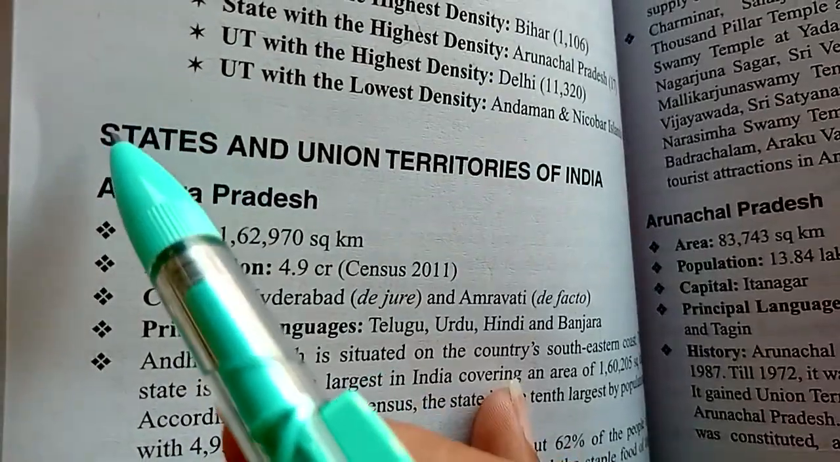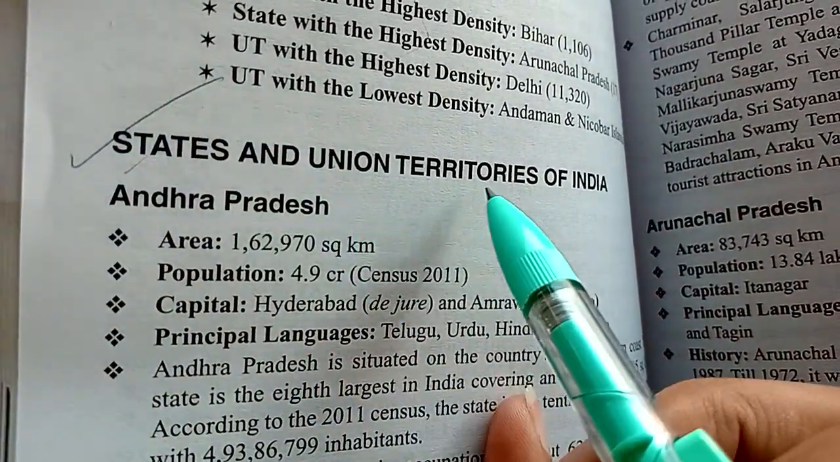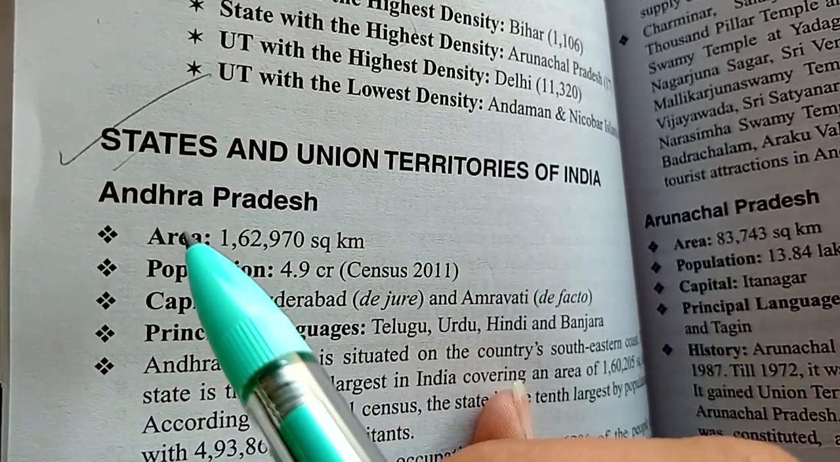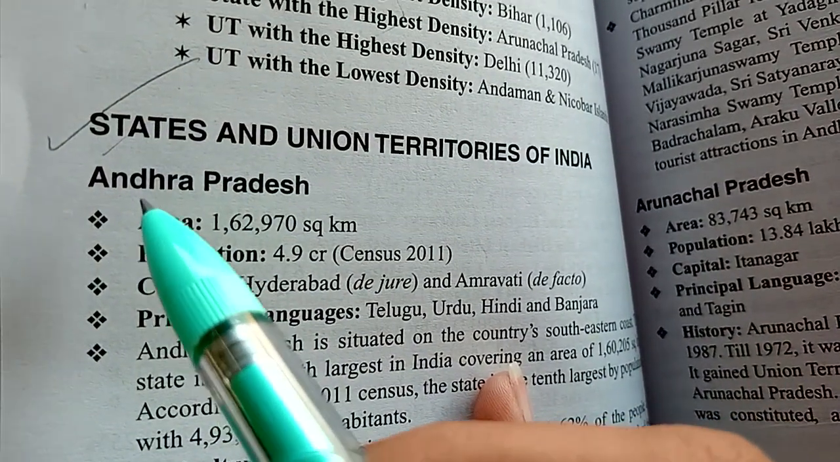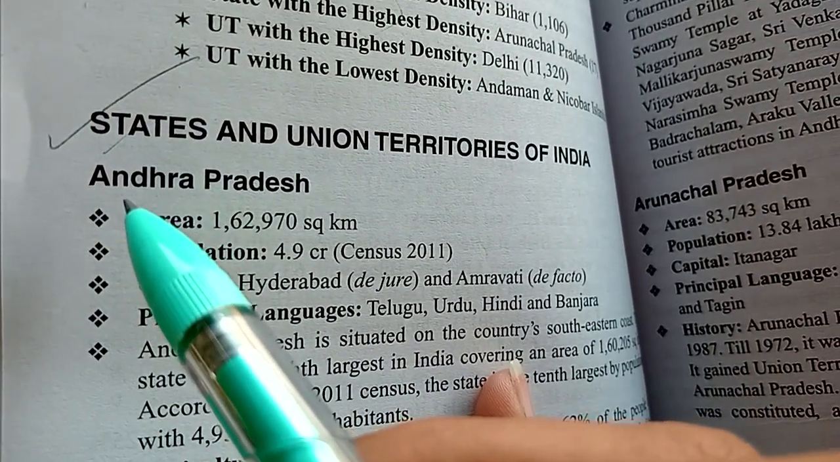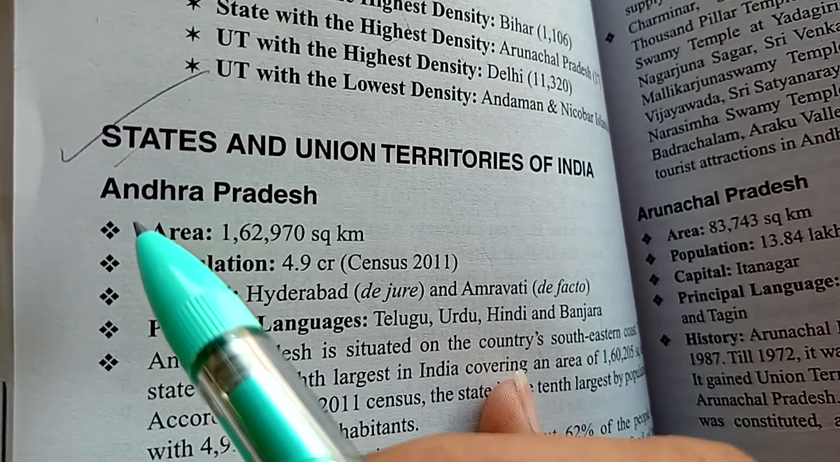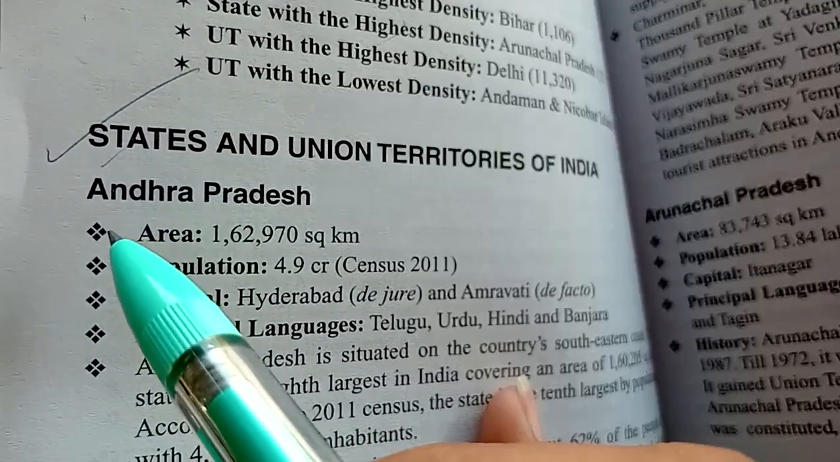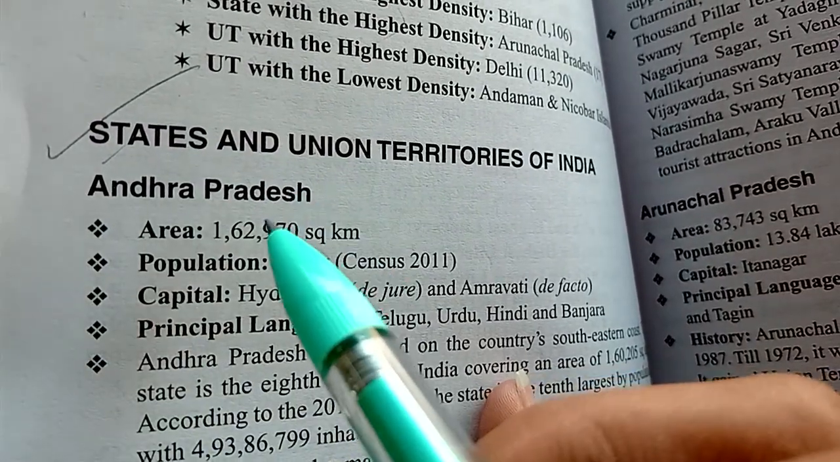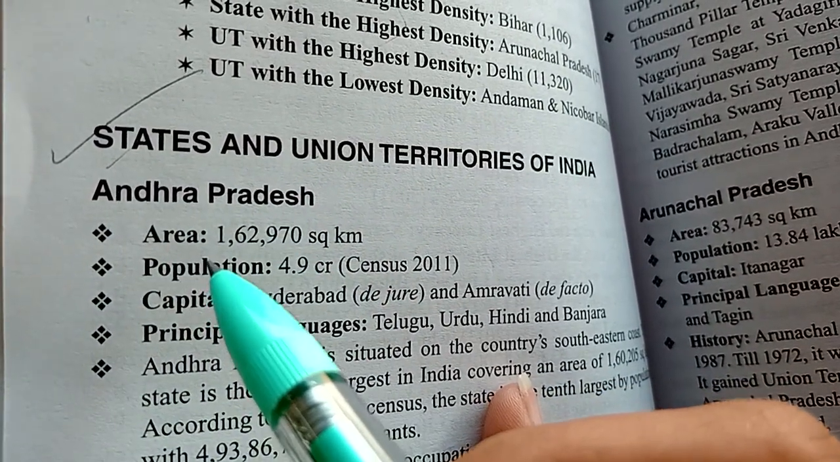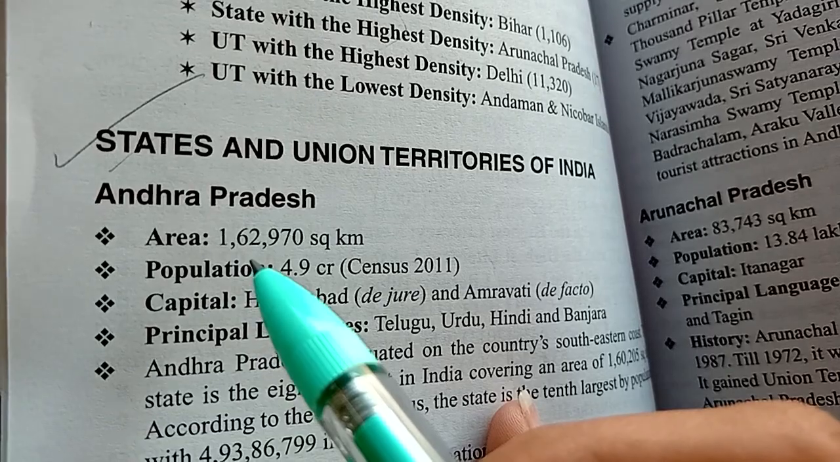Today we are going to learn about the states and union territories of India. We will discuss all the states of India and union territories. The first one is Andhra Pradesh. Area of Andhra Pradesh.